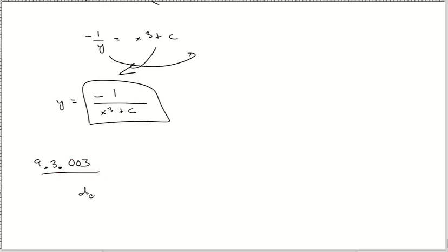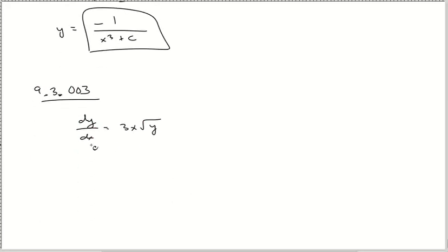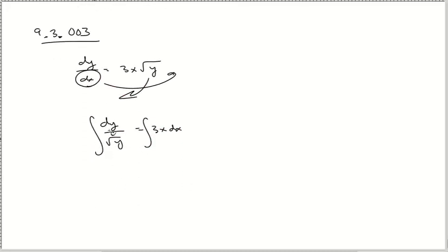Next one. I've got dy over dx is equal to 3x square root of y. Again, x's move over, y's move over. dy over the square root of y is equal to 3x dx. Integrate. This is a -1/2, so when I add 1 to the power, I actually get a positive 1/2. Divide by that new power. This is square root of y over 1/2.